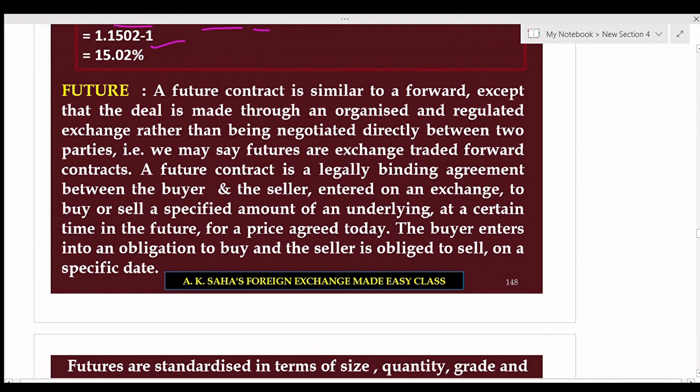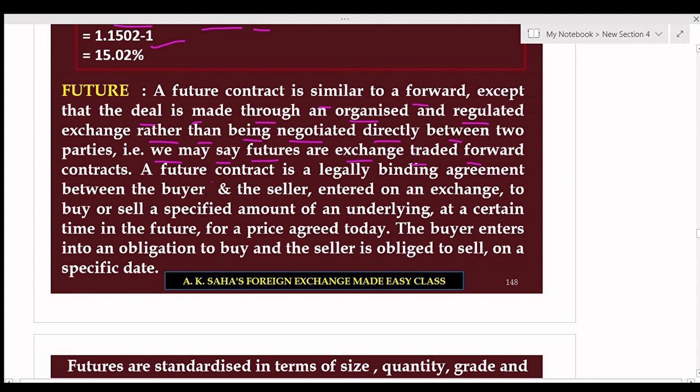Future. A future contract is similar to a forward, except the deal is made through an organized and regulated exchange rather than being negotiated directly between two parties. That is, we may say futures are exchange traded forward contracts.